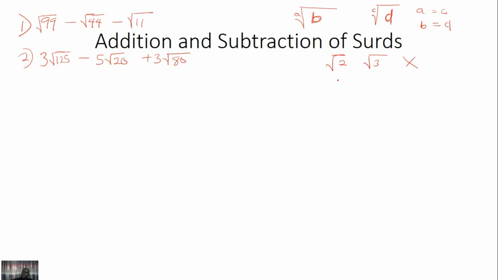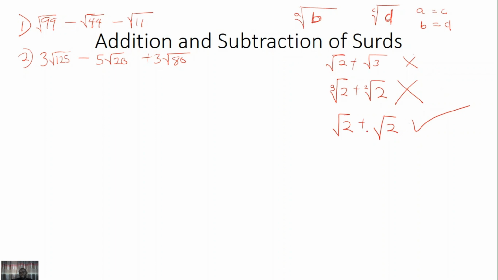If you have an expression, square root of 2, or let's say cube root of 2 and square root of 2, we cannot add them together, because this is square root of 2 and this is cube root of 2. They are not the same, okay. Now if you have square root of 2 and square root of 2, you can add them together, okay.